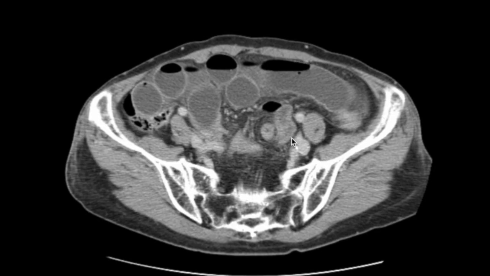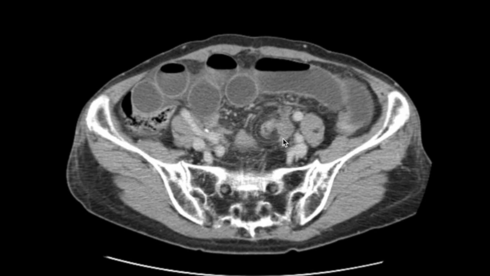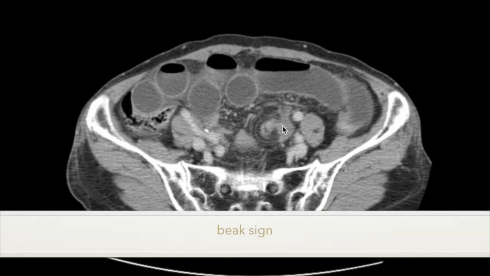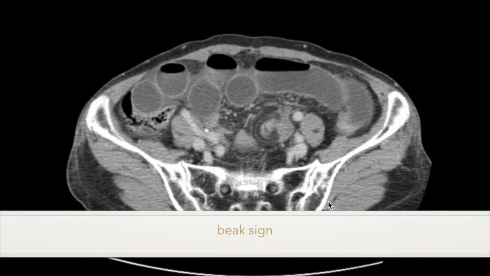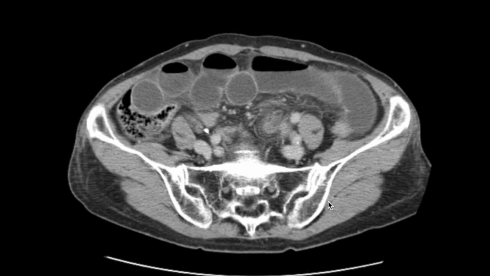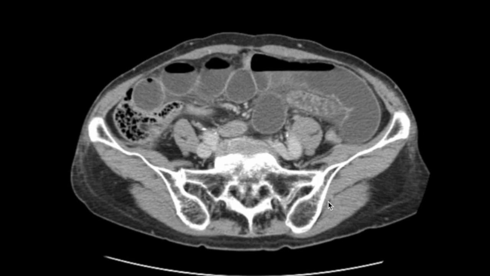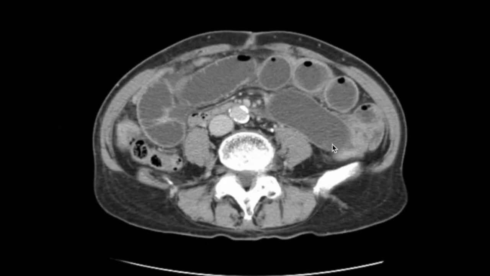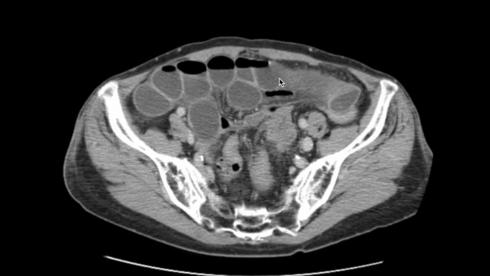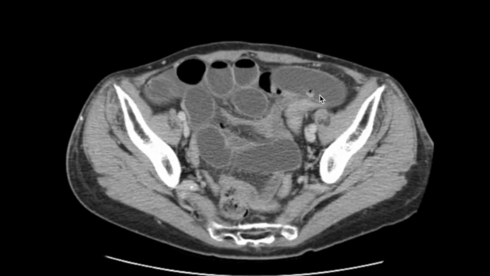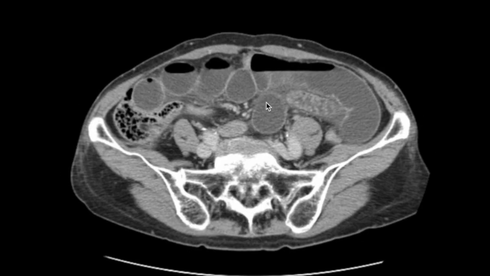This kind of imaging feature, where the small intestine suddenly narrows, is reminiscent of a bird's beak, so it's called the beak sign. In this case, the small intestine is obstructed at this spot, so the proximal portion, the part closer to the mouth, remains dilated. If we had been tracking the intestine in the opposite direction, we would eventually reach the mouth.